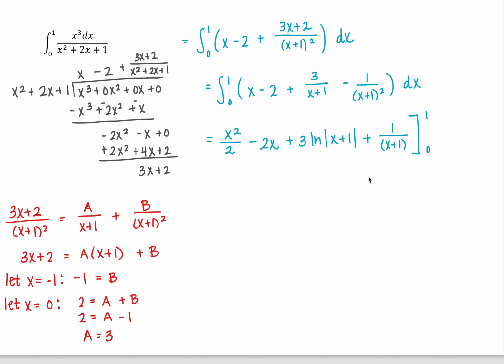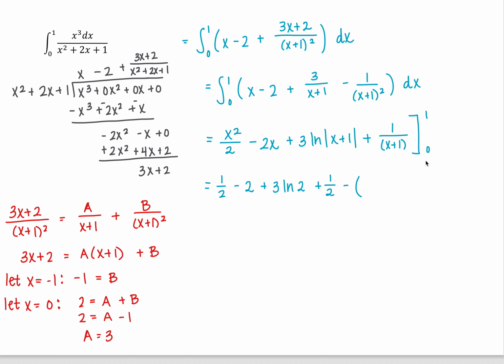So we're going to evaluate this at 1, and then we'll subtract and evaluate at 0. So plugging in the 1 first gives me 1/2 minus 2 plus 3 times the natural log of 2, absolute value of 2 is still 2, plus 1 over 1 plus 1, so plus 1/2.